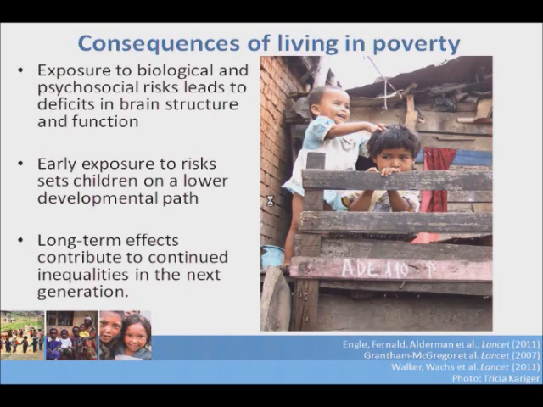So you've heard today that the negative effects of growing up in poverty extend from infancy through adolescence and into adulthood. Children living in poverty can suffer from poor health, cognitive and socio-emotional delays, and behavior problems. And we've also heard that the foundations of brain architecture are laid down early in life through dynamic interactions of genetic, biological, and psychosocial influences. These processes affect the timing and pattern of genetic expression and can shape brain structure and function. And early exposure to these risks really set children on a lower developmental path.